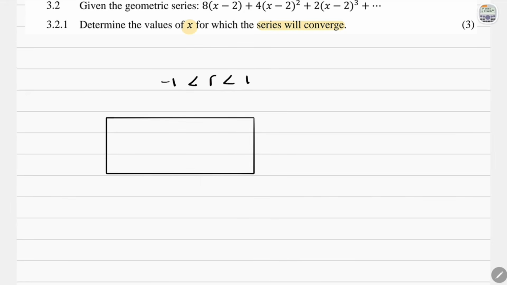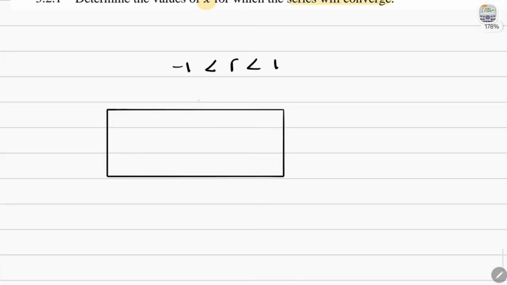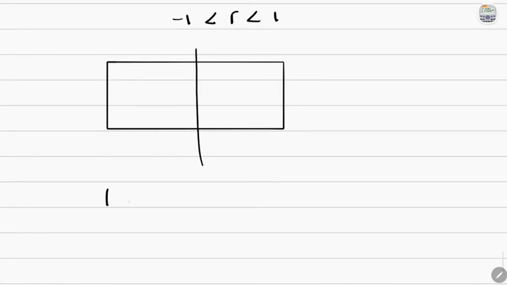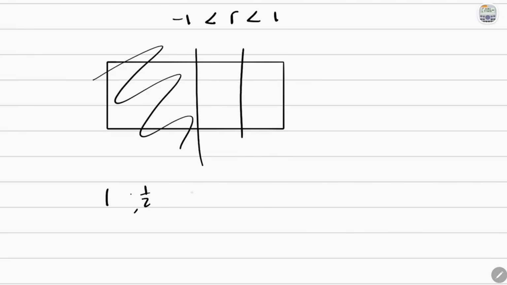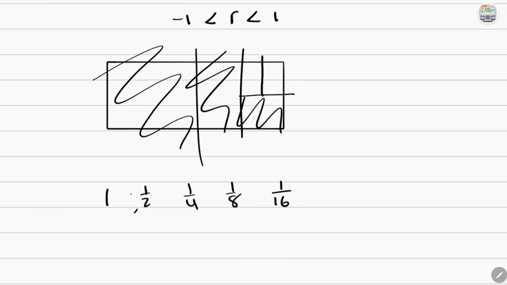You can kind of think about it like this. If this was a loaf of bread and I cut it in half, then I have a half piece. So I used to have one, now I have a half. And then if I cut that half in half, I have a quarter. If I cut that quarter in half, I have an eighth. If I cut that eighth in half, I have a 16th. If I cut that 16th in half, I have 1 over 32.